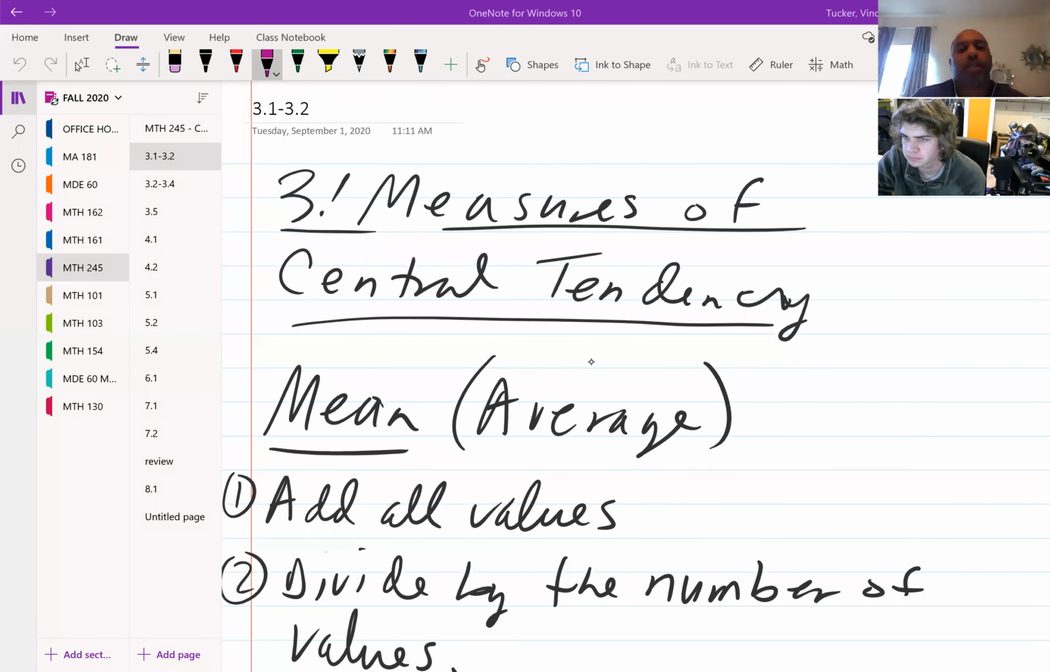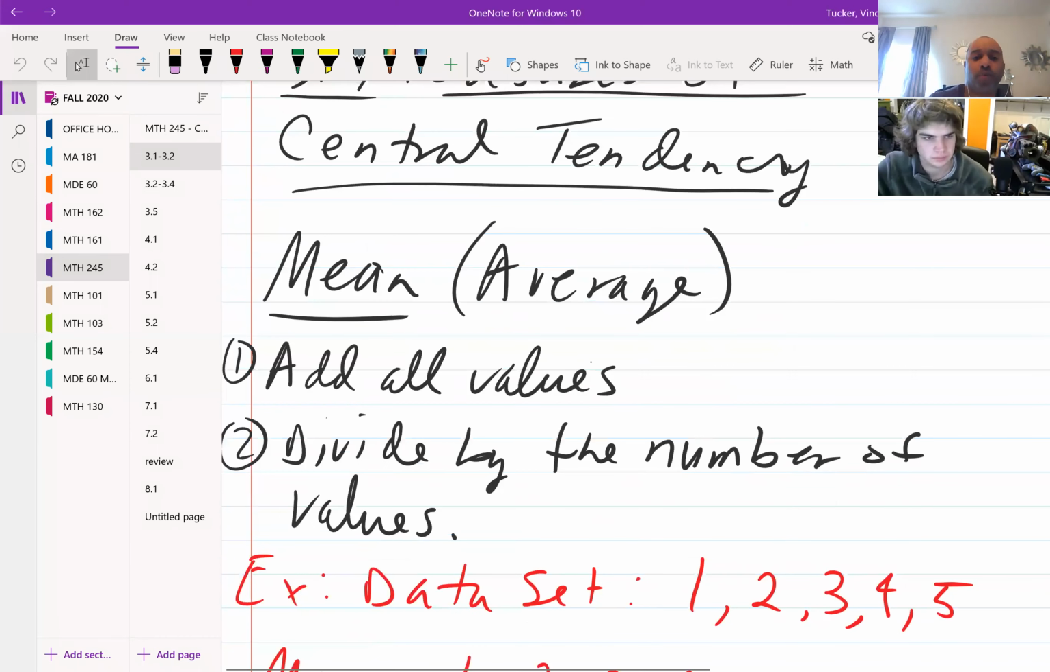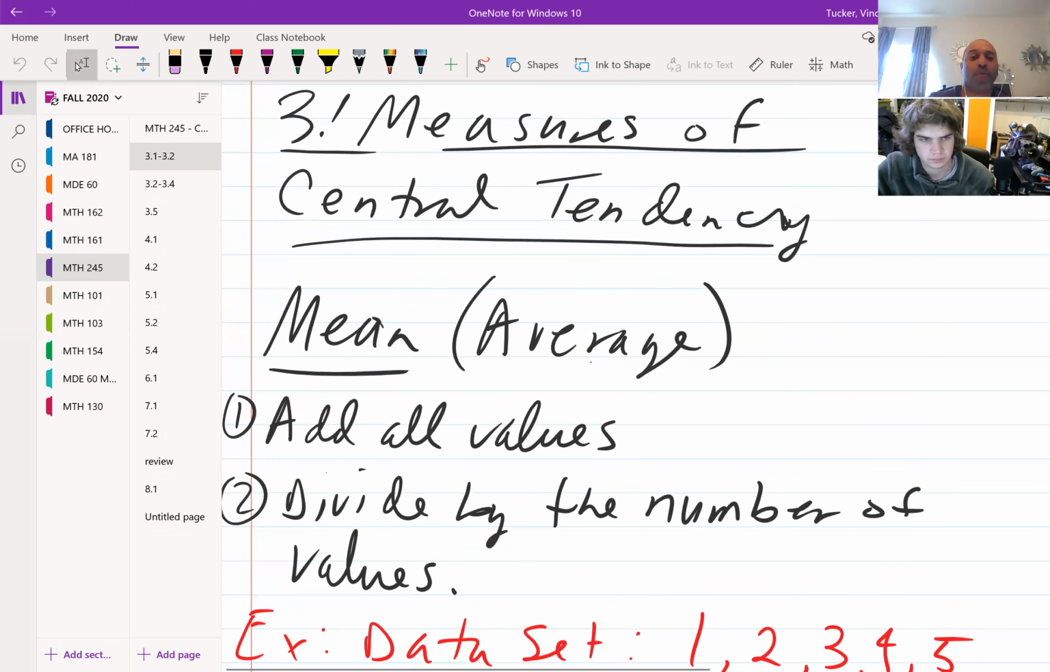All right, so today we'll look at 3.1 and some of 3.2, measures of central tendency. So the first one we're looking at is the mean, which is your average. Another word for average. So in statistics, very rarely do you see the word average. They will use the word mean, but it's the same thing as your average.